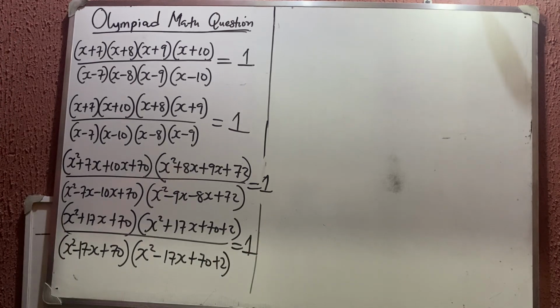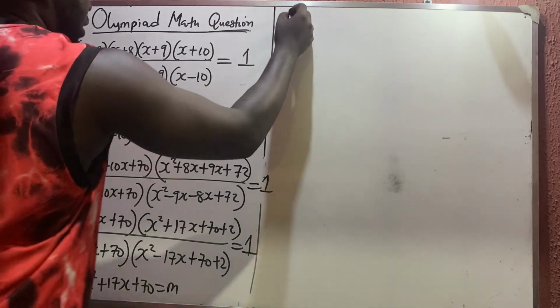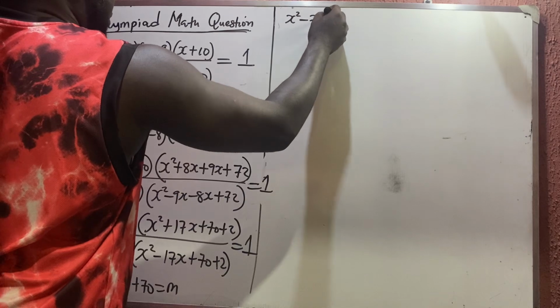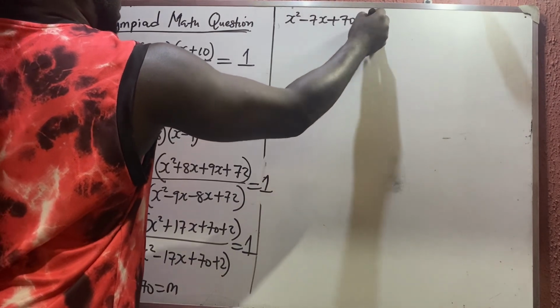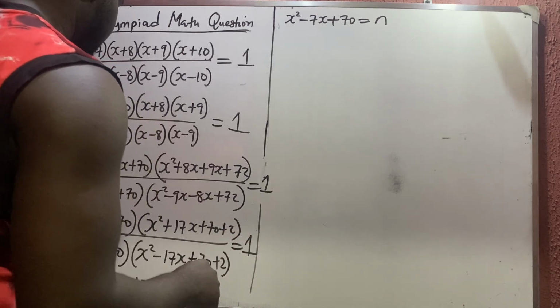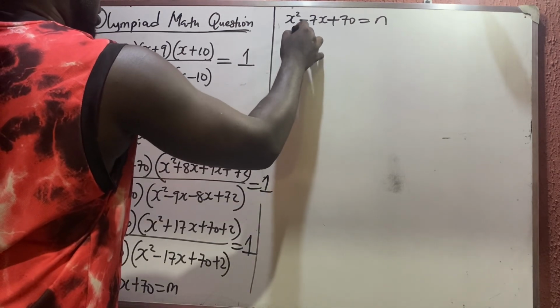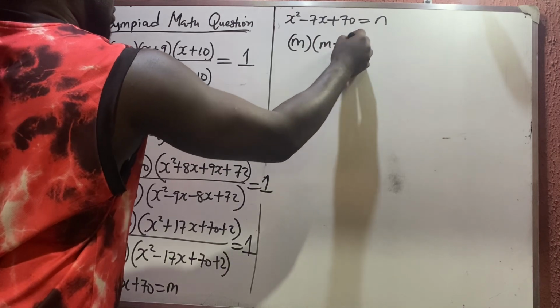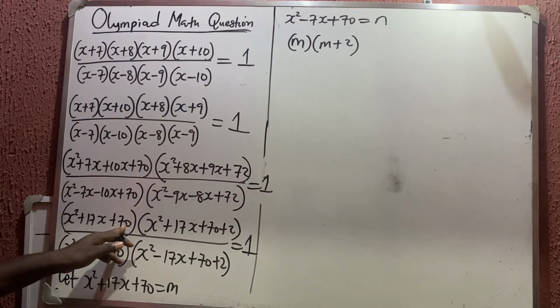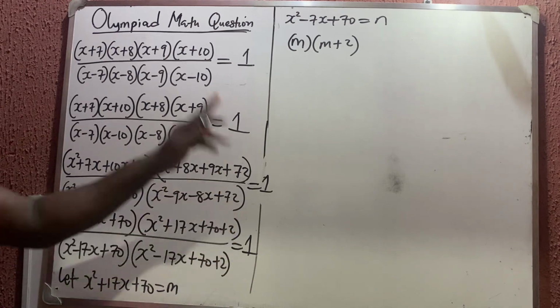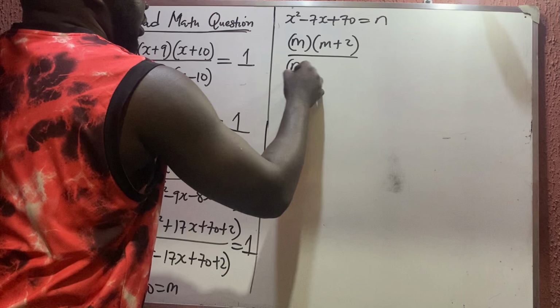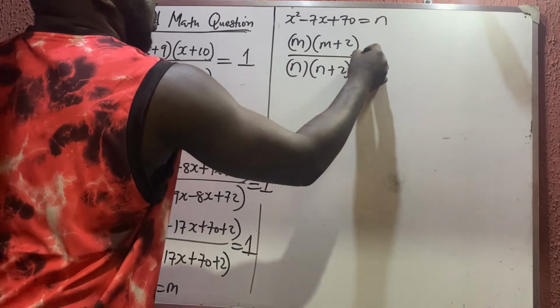Okay, now let this be m and this be n. So let x squared plus 17x plus 70 equal m, and let x squared minus 17x plus 70 be equal to n. Now let us substitute. So I'm going to have m in bracket of m plus 2, all over n in bracket of n plus 2, is still equal to 1.